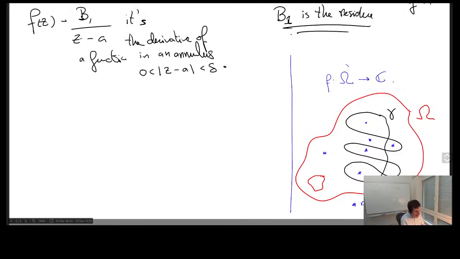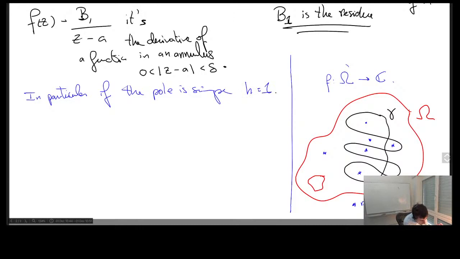Okay, so this means that now we can actually compute the residues very, very easily. In particular, and this is maybe the most striking, if the pole is simple, right, what do I mean by the pole is simple? The order of the pole is 1. Then it's even simpler.